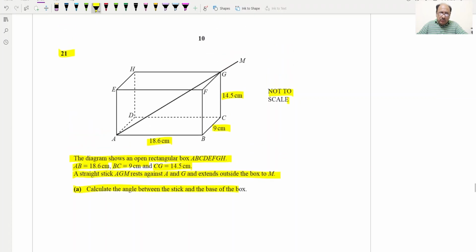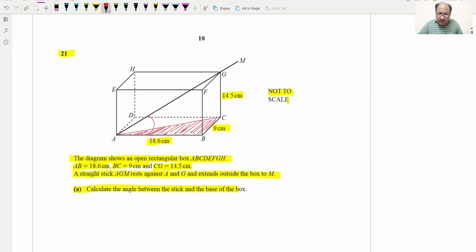So what we can do now, we need the angle between the stick and the base of the box. We will identify which angle is required. We can draw the line like this one, so the angle required is basically this one. First of all, we need to find AC. To find AC, we are considering triangle ABC.